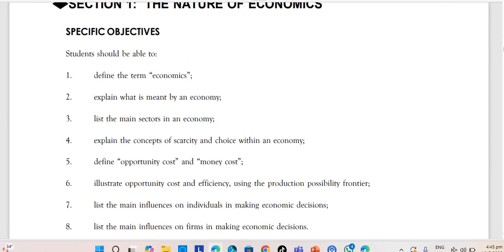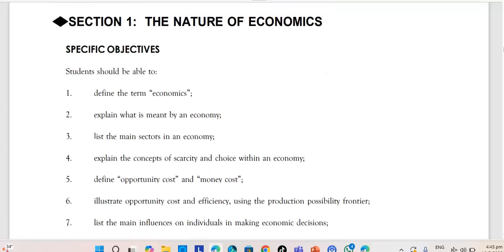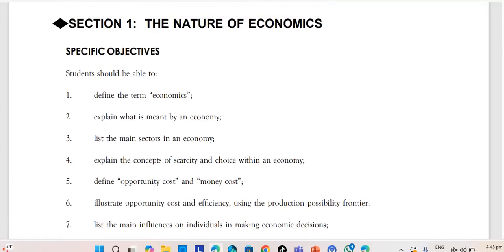We are continuing in our marathon using the CSEC syllabus to study, and today we are going to look at the subject economics. So those of you who are doing this subject, take out your textbook, take out your notebook, and let us go studying. All right, so we're going to begin with section 1, the nature of economics.